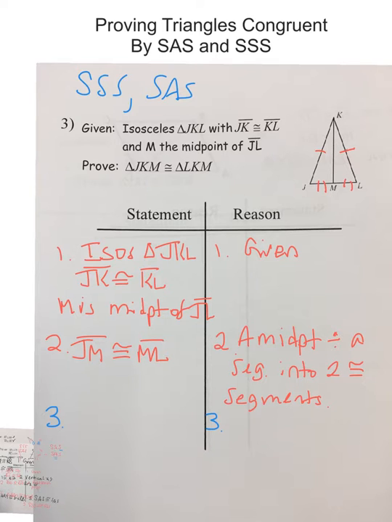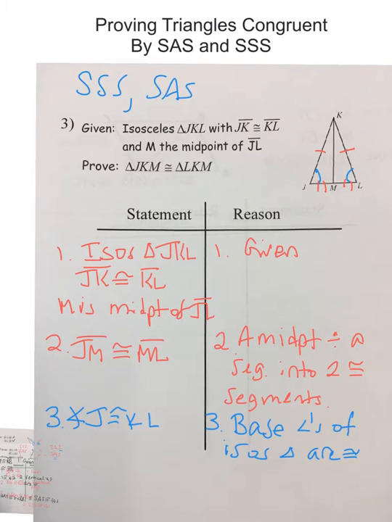This is a great proof because at this point we can branch out into 2 different directions. Some of you might say that in step 3, knowing that base angles, I'm going to put my reason first, base angles of an isosceles triangle are congruent, that would give you that this angle is congruent to this angle, which is angle J, congruent to angle L. That would help us out because once we say that, then we have side, angle, side, congruent to side, angle, side, right there.